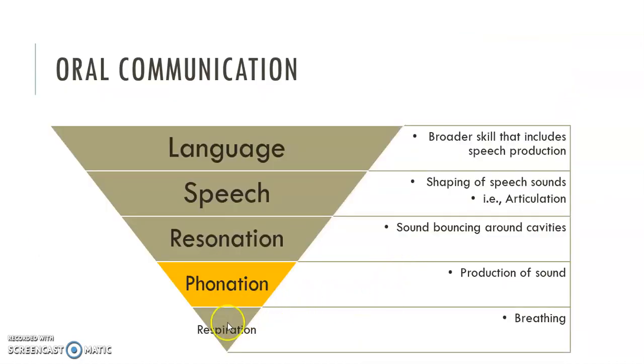So looking at it this way, we have respiration down here at the bottom. That's our breathing, our in and out. And then as we close the vocal folds, that air comes out through the closed vocal folds, vibrating the tissue. The sound that's created from the vibrations of the vocal folds bounces around the resonating cavities, and those sounds are shaped into speech sounds through the articulatory structures. And then we give meaning to those sounds based on our language and the rules for our language.